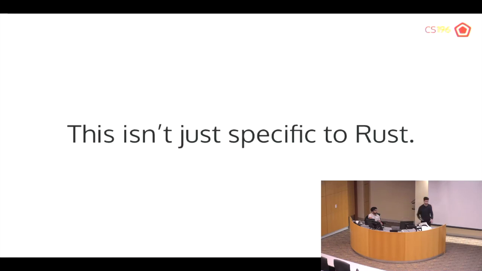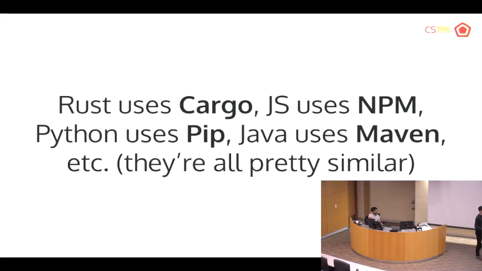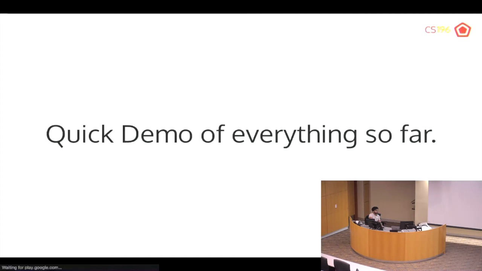Actually, very quickly, this isn't specific to Rust. Rust uses Cargo. That's the package manager that we've been talking about since Rust Lecture 1. JavaScript uses a package manager called NPM. It will do all the things that Cargo does and possibly even more. Python uses pip. Java uses Maven, etc. Most programming languages have one of these package managers. It just so happens that Rust uses Cargo. But they're all very, very similar. So, quick demo of everything so far.